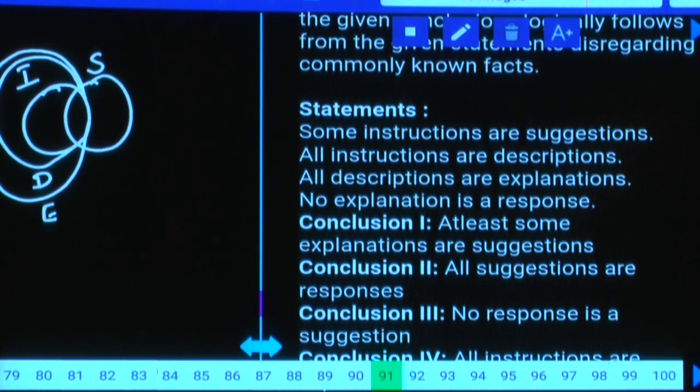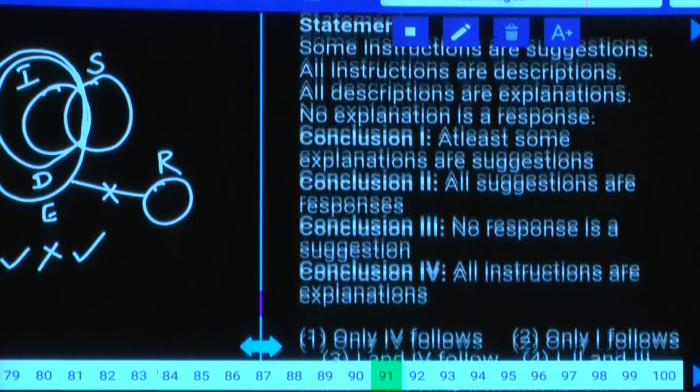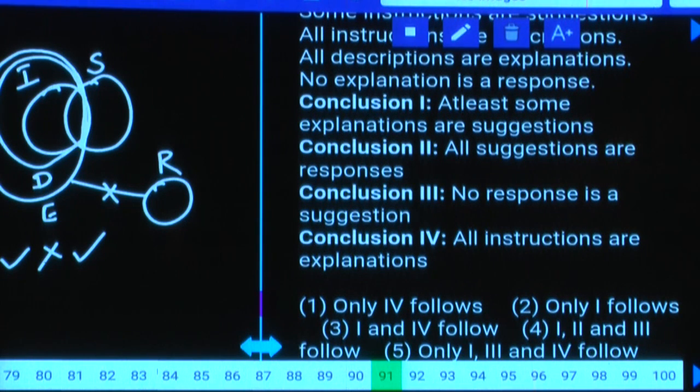All these descriptions are explanations. And no explanation is a response. No intersection between explanation and response. Now this is the basic diagram. Then what is the first conclusion here? Some explanations are suggestions. Tell me what can we say about this one? Definitely true, because this is the intersection of explanation and suggestion. And second one, all suggestions are responses, that is false. And no response is a suggestion, definitely true as of now. Then fourth one, all instructions are explanations, this is definitely true.